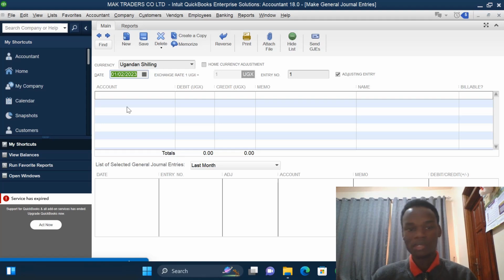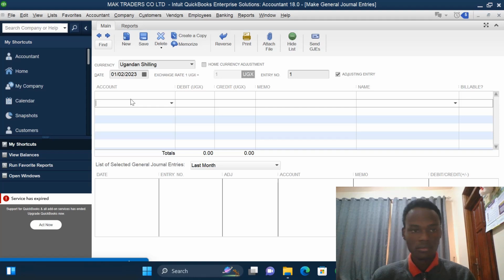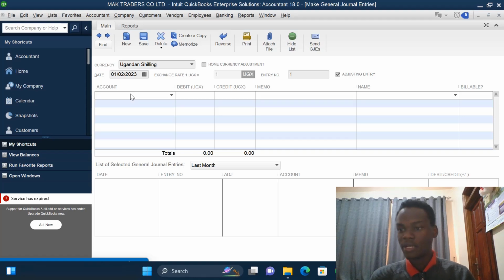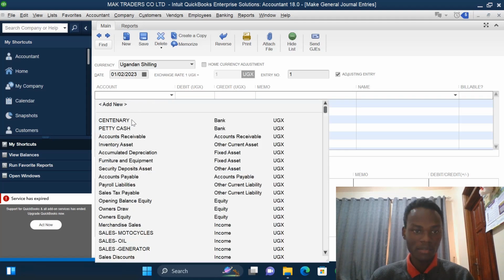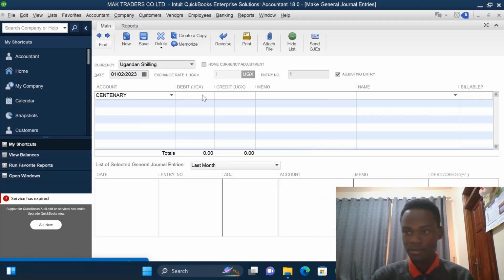It's on the 2nd of January. So here we have two accounts that are being affected. First, because we are depositing, that means there will be the bank. So we shall come, and because it's being deposited to the bank, we shall have Centenary Bank. So we shall debit it by 40 million.